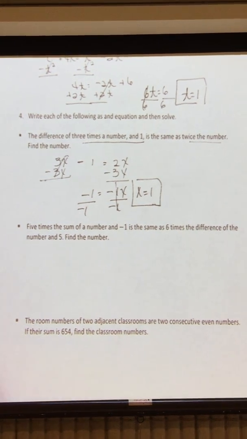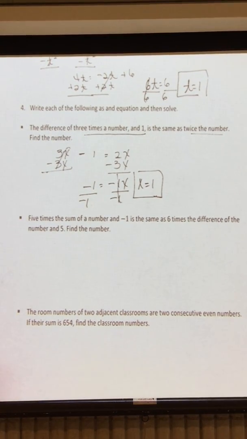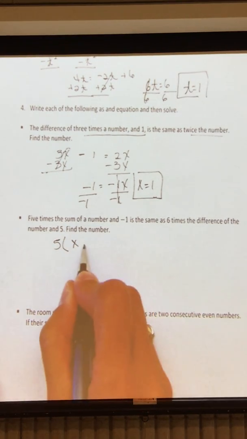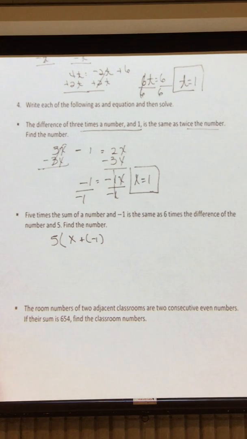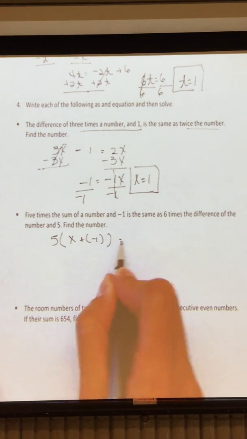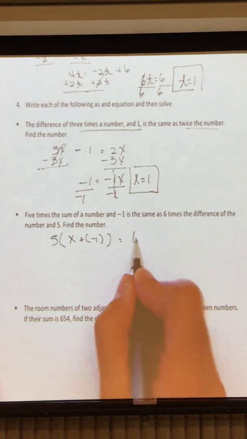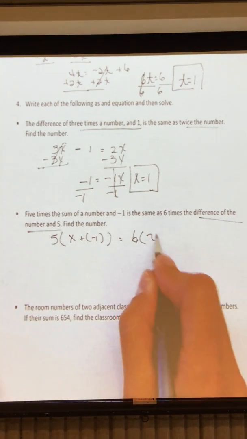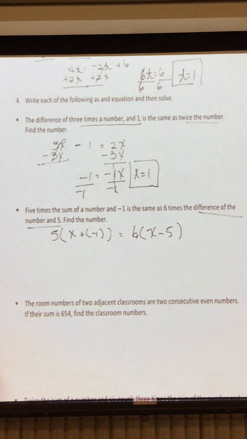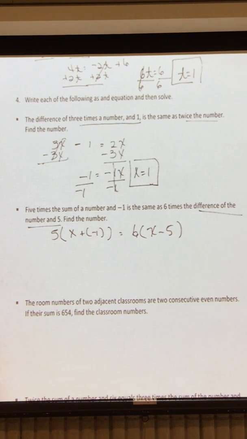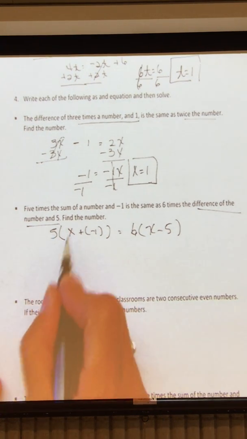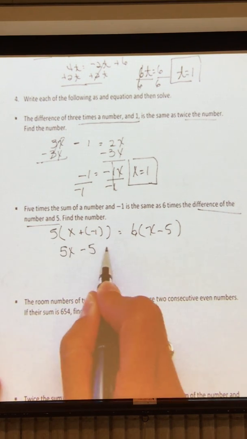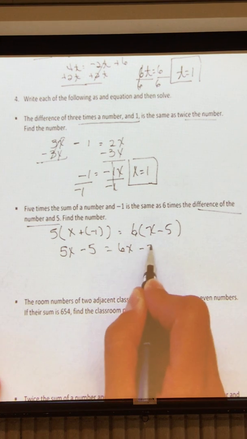The next one from number 4, part B, 5 times the sum of a number and negative 1 is the same as 6 times the difference of a number and 5. So the difference of a number and 5 is x minus 5. So now let's combine like terms. You have 5x. 5 times negative 1 is negative 5, is equal to 6x minus 30.